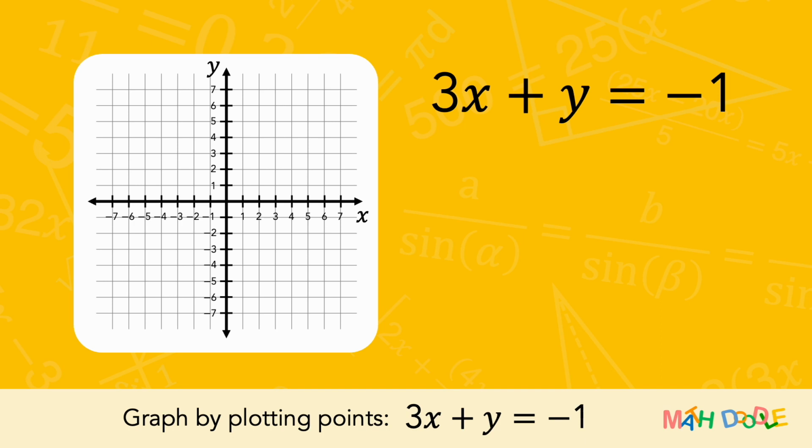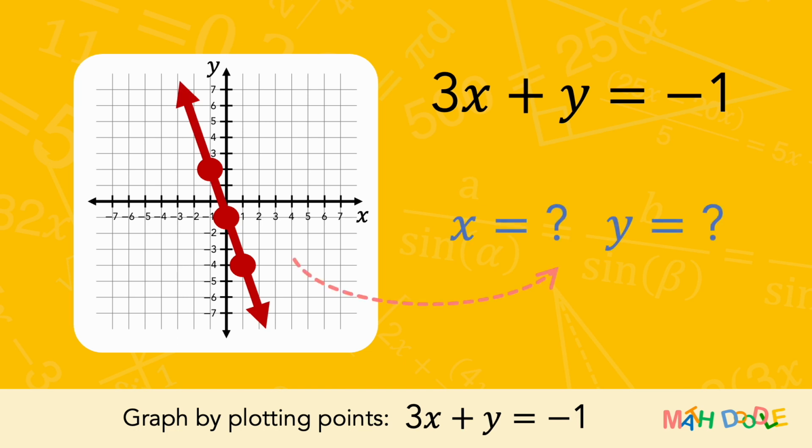To graph the equation of 3x plus y equals -1, we are going to find several points that the line of the equation passes through. And the points on the line are solutions to the equation. So, we are going to find solutions to 3x plus y equals -1.